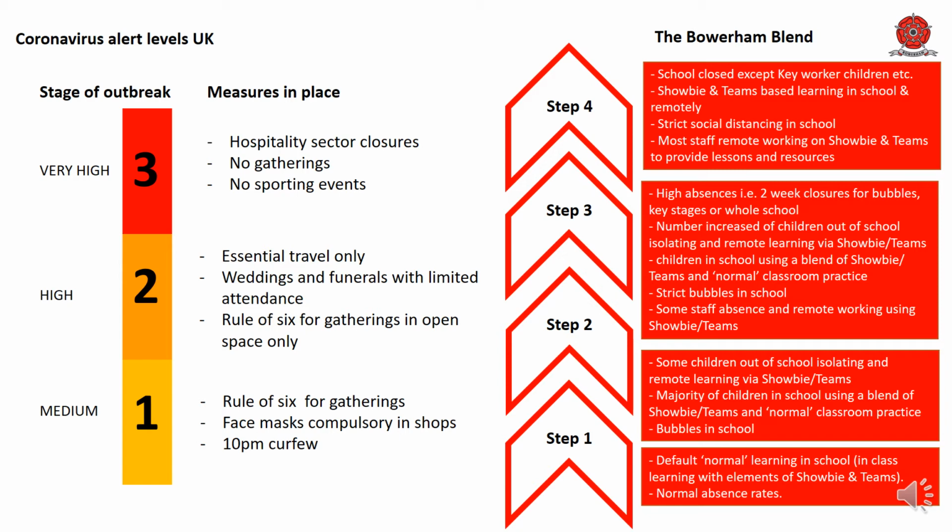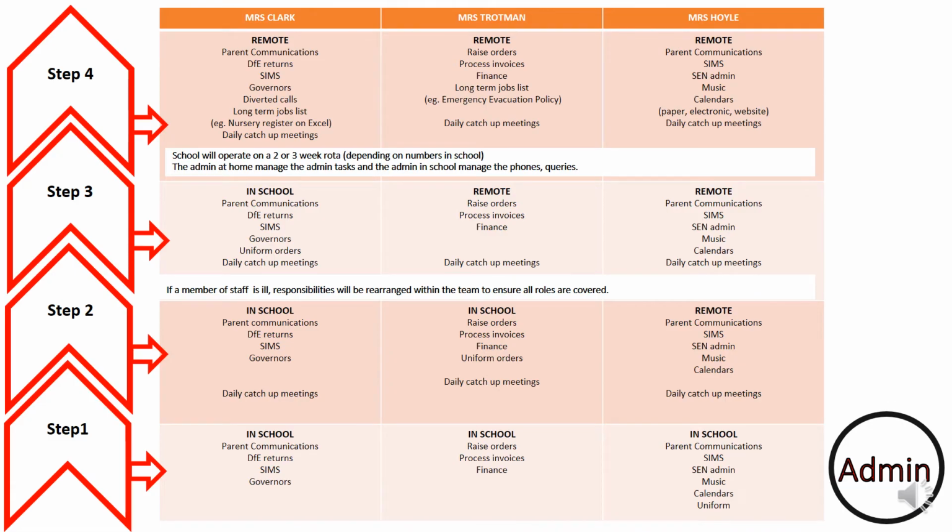So the Bowerham blend means that we're ensuring we are reactive and ready no matter what is happening with our COVID-19. In each year group and in each area, we have made sure that each team is ready to be able to adapt to whatever step we are in, so that at that point we all know what we're doing, we know all of our roles that we are involved in and what we have to do to get there.